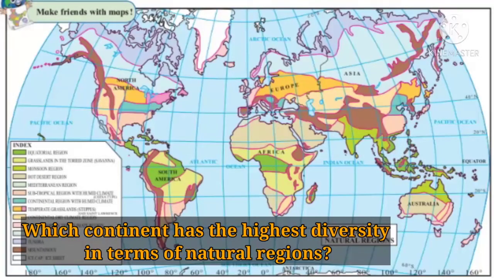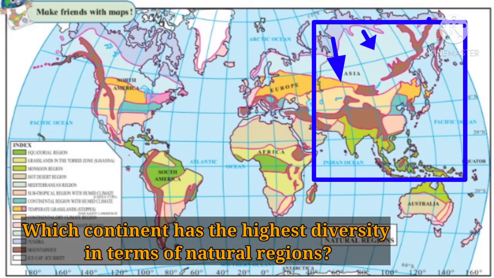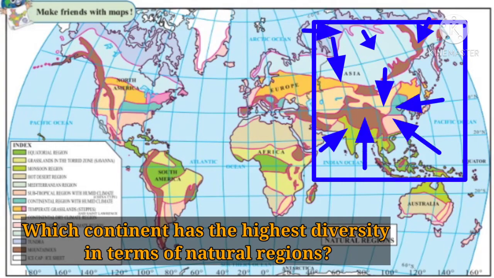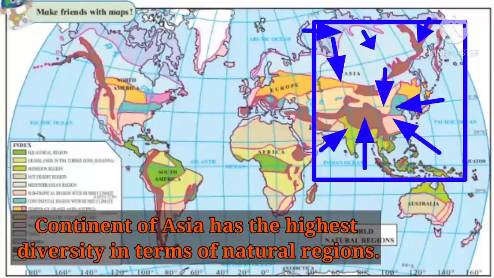Third question, which continent has the highest diversity in terms of natural regions? Students, here we can see that the various kinds of color codes shown in the index are found only in the Asian continent. So we can say that the continent of Asia has the highest diversity in terms of natural regions.